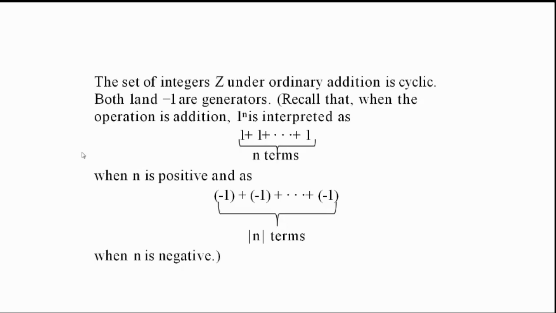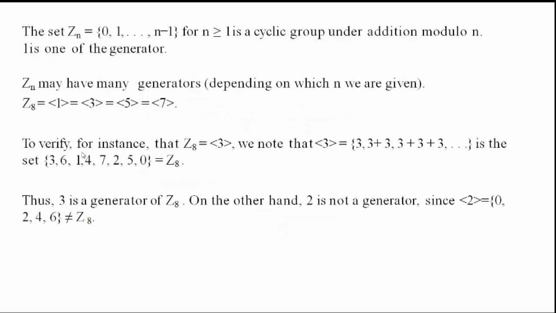Recall that when the operation is addition, 1 power n is represented as 1 plus 1 plus 1 and so on up to n terms, when n is positive. You can represent it as minus 1 plus minus 1 plus minus 1 and so on, n terms, when n is negative. That means if you take n as positive, then 1 plus 1 plus 1, like that. The set Zn = {0, 1, ..., n minus 1} for n greater than or equal to 1 is a cyclic group under addition modulo n.